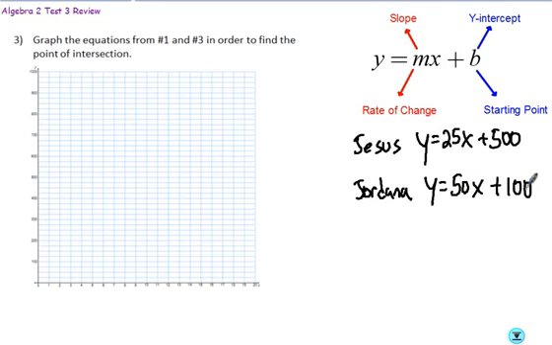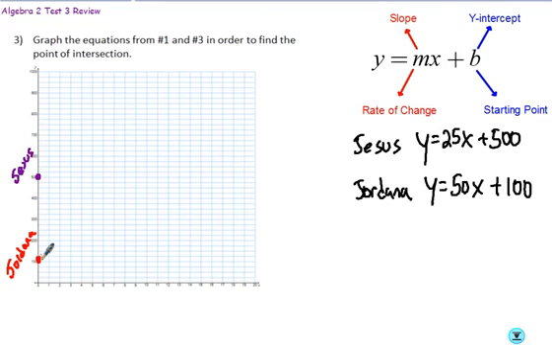So what you can notice is that Jesus starts off with more money. He starts off with $500. She starts off with $100. So here's Jesus at $500, and then here's Jordana at $100. Kind of think of this as a little race. So obviously Jesus gets a head start because he's got 500, she's only got 100.